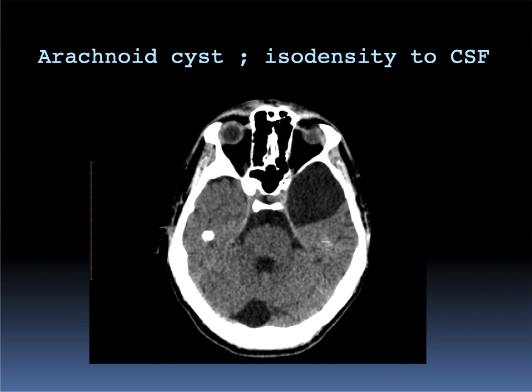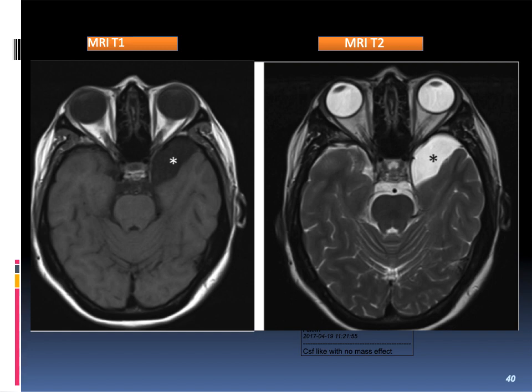On the left side, this is CSF, like the cisterna, just like fluid. So this is a left-sided arachnoid cyst in the middle cranial fossa. On the left side is T1 weighted imaging, the fluid there is dark, compare it with the globe of the eye. On your right side, the MRI in T2 weighted imaging, it is the same as the eye and the same as CSF. So this is an arachnoid cyst.